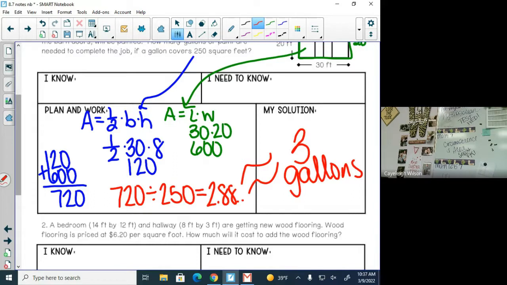Okay. That wasn't bad, was it? No, that was easy. We do gallons. Where? You don't need a gallon square.